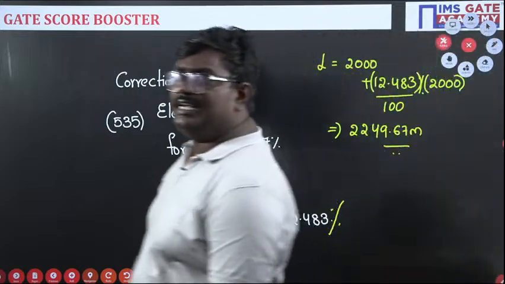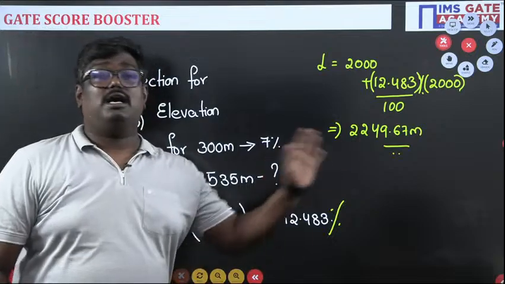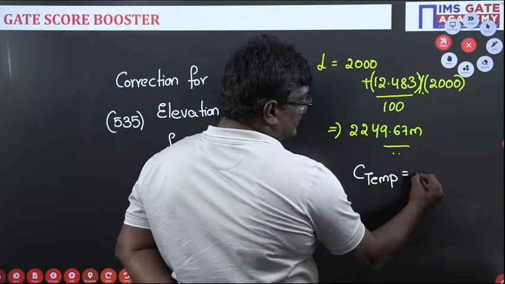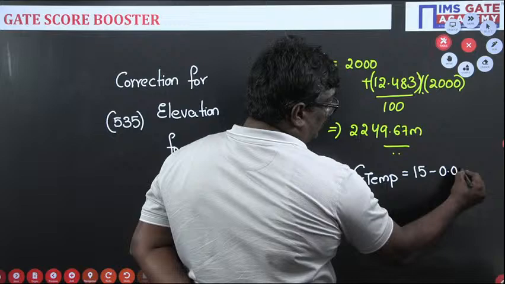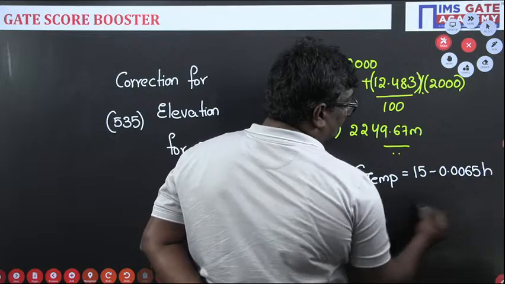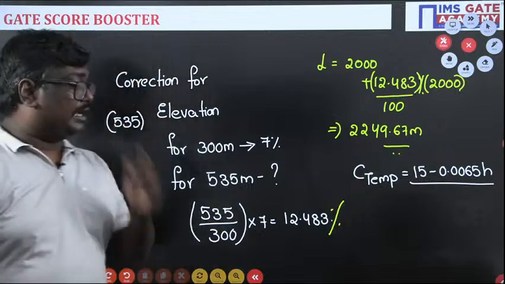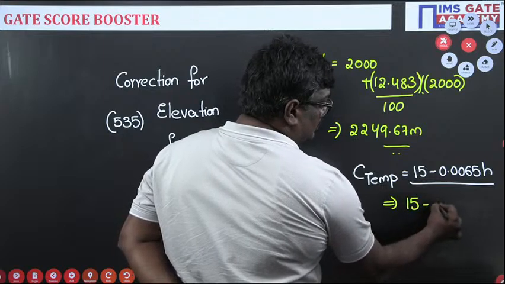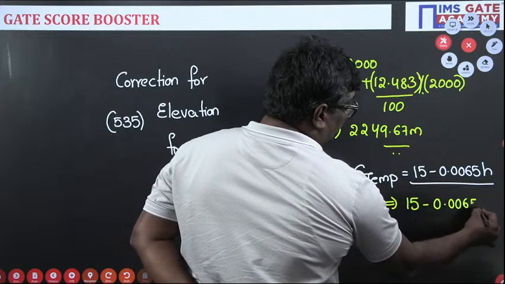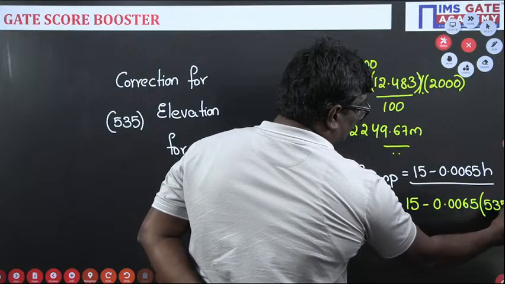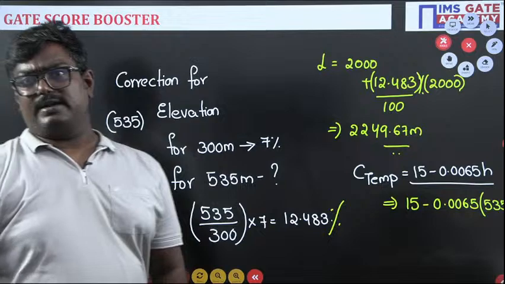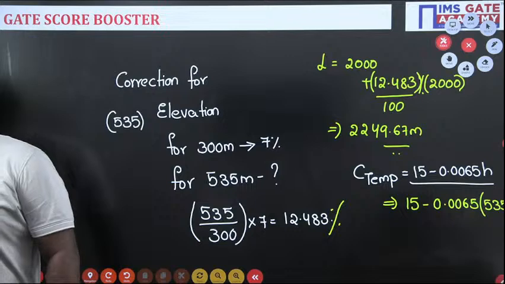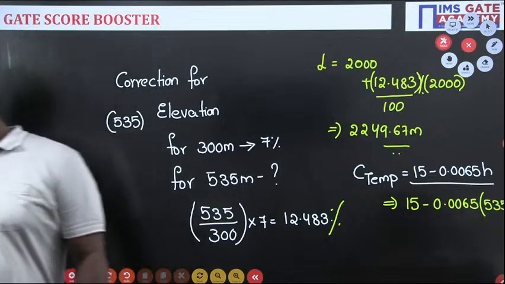Similarly, see students, he has asked to do the problem up to the correction for temperature. The correction for temperature is given by the formula 15 minus 0.0065 into height. Here this is the temperature correction. So what you have to do is 15 degrees, 15 minus 0.0065 into 535. If you do this, how much will you get? Can anyone tell me what value you got?